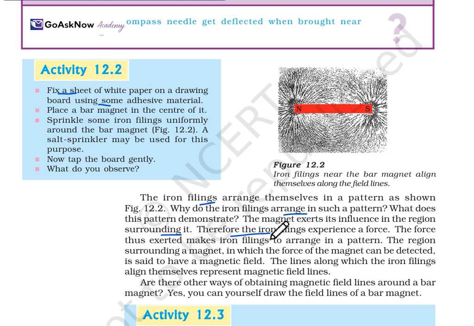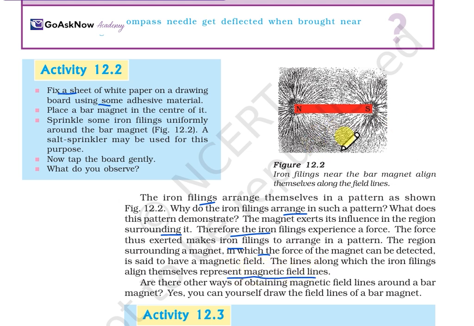So they experience a force, and the force thus exerted makes the iron filings arrange in a pattern. Whatever the force exerted over here makes the iron filings arrange in this pattern. The region surrounding a magnet in which the force of the magnet can be detected is said to have a magnetic field. So the lines along which the iron filings align themselves represent the magnetic field lines.